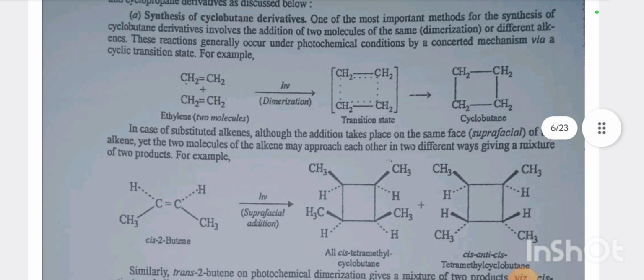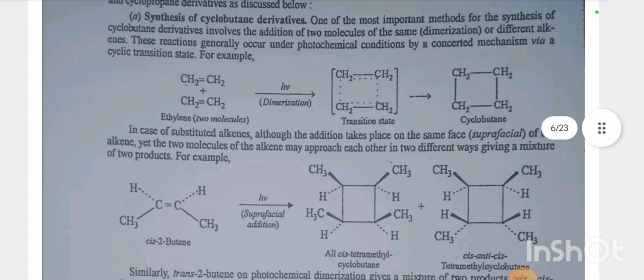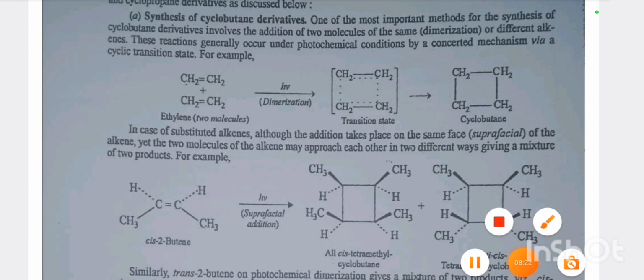Synthesis of cyclobutane derivatives. One of the most important methods for the synthesis of cyclobutane derivatives involves the addition of two molecules of the same or different alkenes. These reactions generally occur under photochemical conditions by a concerted mechanism via a cyclic transition state.